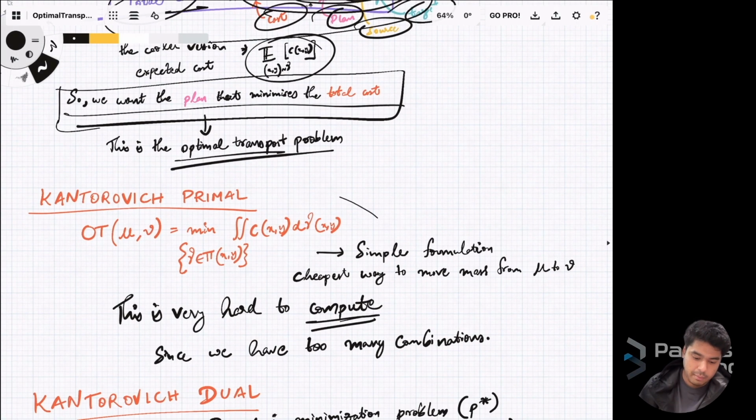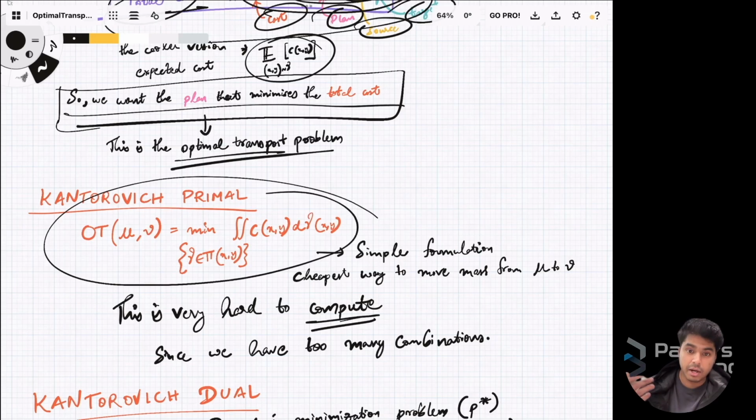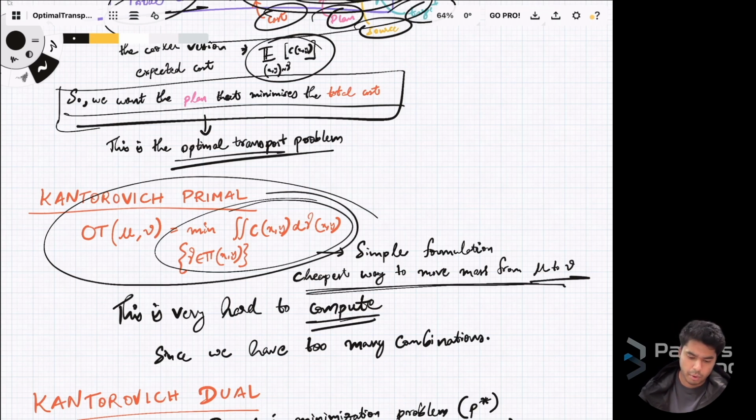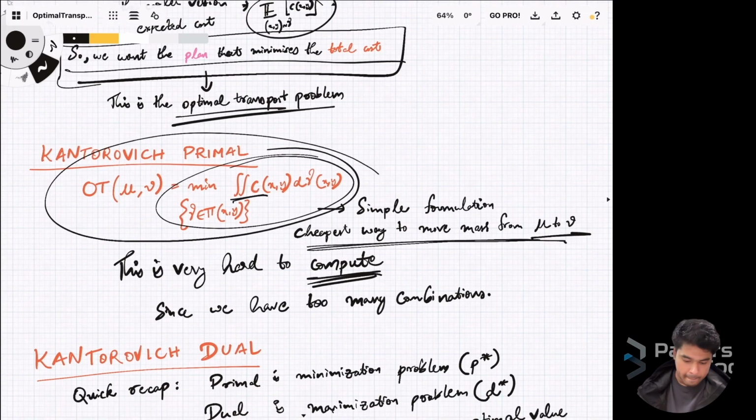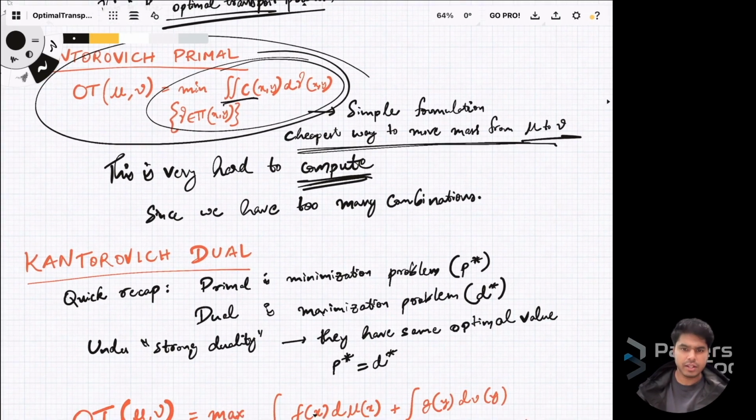And that's the primal form, where we are essentially trying to minimize the total cost, right? The cheapest way to move mass from mu to nu. This is a very simple formulation, and the problem with it is that it's very hard to compute, because we have so many combinations that we need to integrate over. It's essentially a set of linear equations in discrete terms, and in continuous terms, it's an integral over all possible values. So that's where the dual comes in.